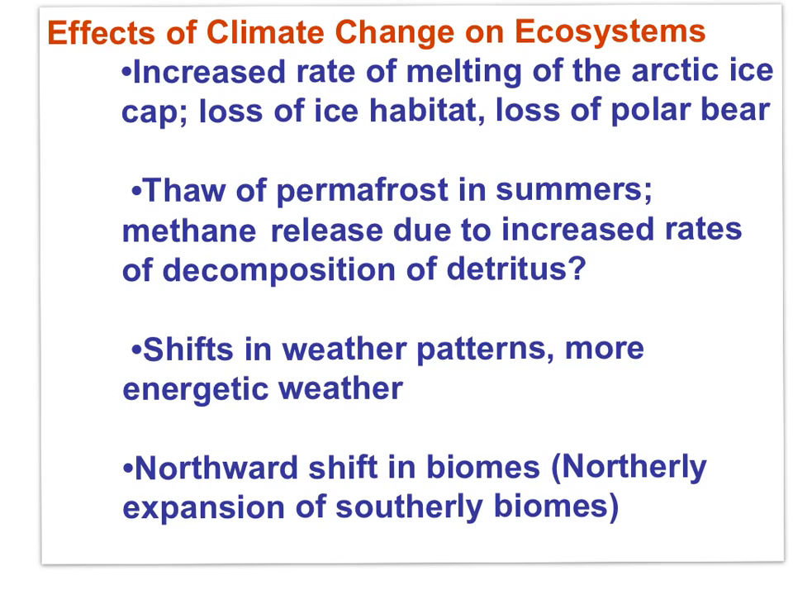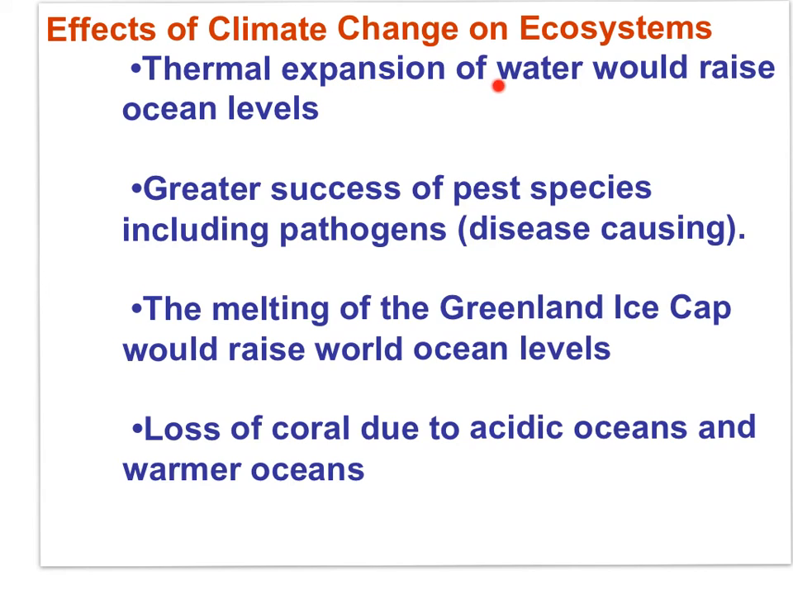The effects of climate change on ecosystems are an increased rate of melting of the Arctic ice cap, loss of the ice habitat, potential loss of the polar bear, a thaw of permafrost in summers, methane release due to increased rates of decomposition of detritus, shifts in weather patterns, more energetic weather, a northward shift in biomes, the thermal expansion of water raising ocean levels, a greater success of pest species, including pathogens, the melting of the Greenland ice cap raising world ocean levels, and loss of coral due to acidic oceans and warmer oceans.